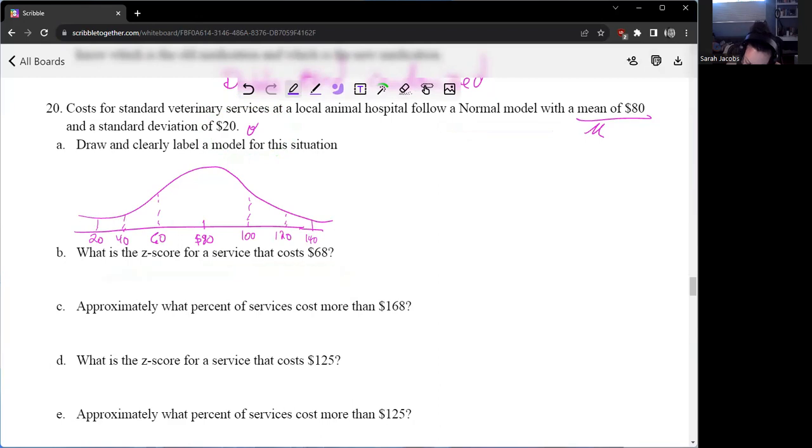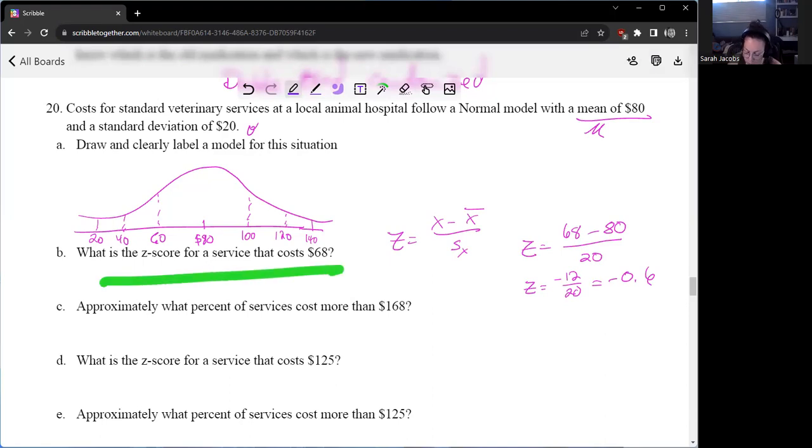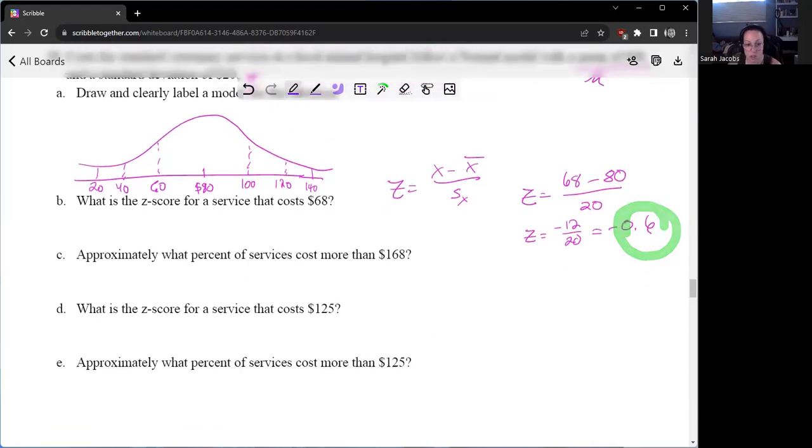Right. Z-score is the value minus the mean all over the standard deviation. So our Z-score is going to be our value, 68, minus the mean, 80, all over standard deviation. And so we get negative 12 over 20, which is negative 0.6. So that is our Z-score for a service that costs $68. This means it's 0.6 of a standard deviation below the mean.